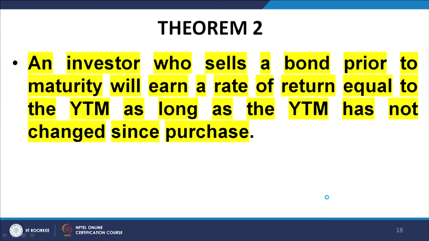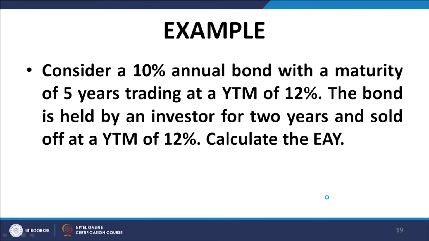The next theorem: an investor who sells a bond prior to maturity will earn a rate of return equal to the YTM as long as the YTM has not changed since purchase. An investor who sells a bond prior to maturity will earn a return equal to the YTM so long as the YTM has not changed since purchase. Let us look at this. Let us take an example first.